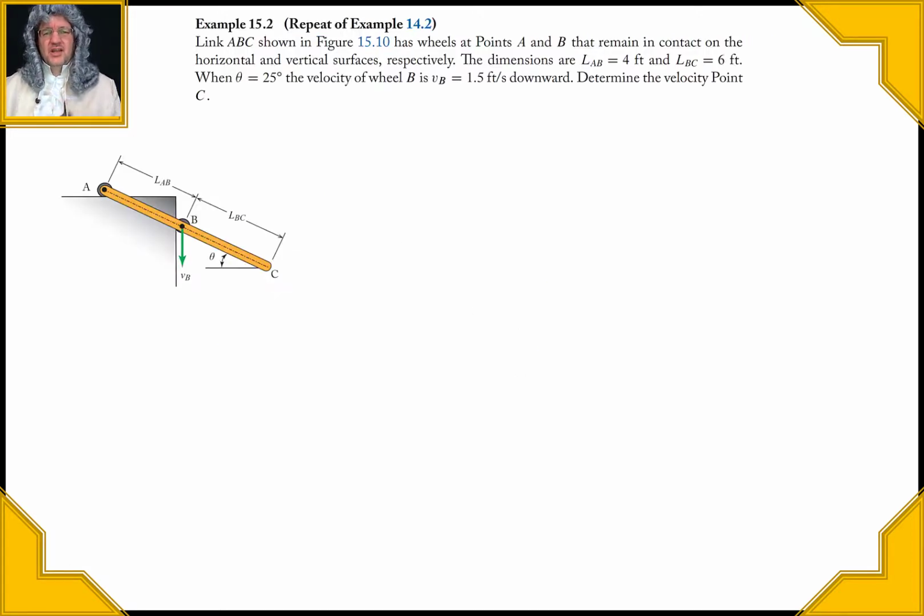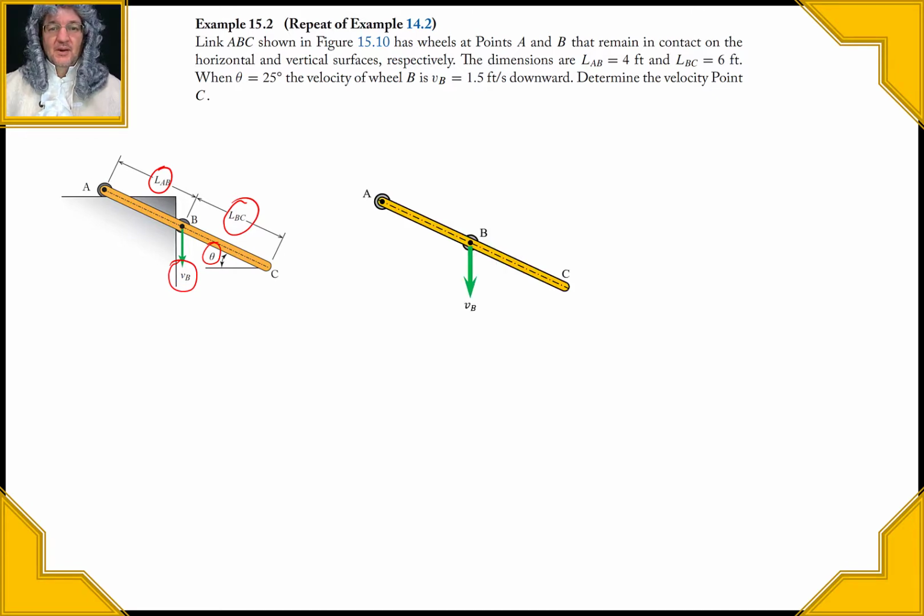All right, so here is the problem that we did in the last class, but now we're going to use the instantaneous center of rotation. This thing has wheels that stay in touch with the horizontal and vertical surfaces at points A and B. They remain in contact, and the lengths are 4 feet and 6 feet. So there's 4 feet here and 6 feet, and this angle is 25 degrees. And then we know that this is 1.5 feet per second downwards. And we want to determine the velocity at point C, right?